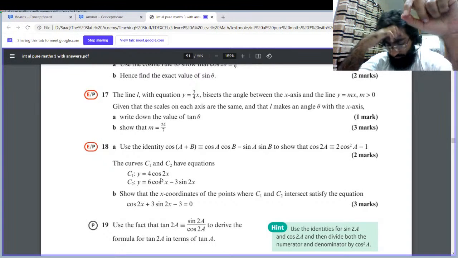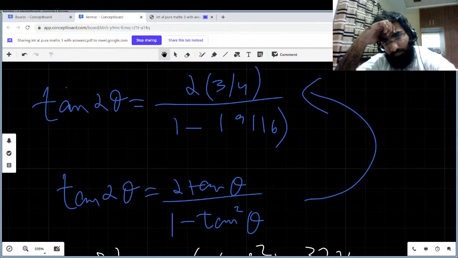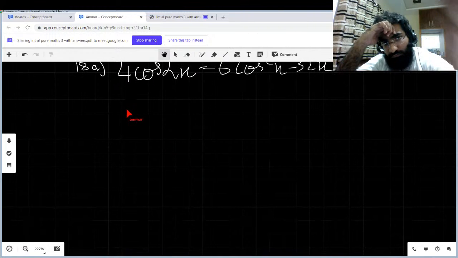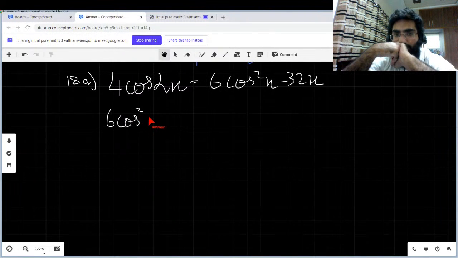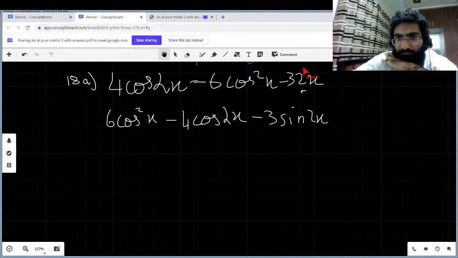Okay, so this will become 6 cos squared x minus 4 cos 2x minus 3 sin 2x. Okay, and so this is equal to 0.